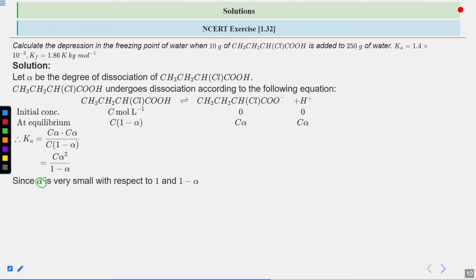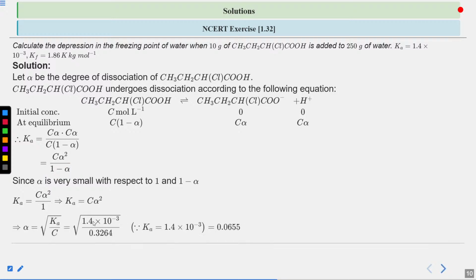Considering the Ostwald dilution law approximation, we have neglected alpha in 1 minus alpha, so we substitute 1 minus alpha with 1. That will give you Ka equals C alpha square. From here you can get your alpha. Alpha will be root under Ka by C. The Ka value is given here. If you do this, you will get it as 0.0655. I've shown all the calculation related to it so that you can also get a revision of the equilibrium topic.